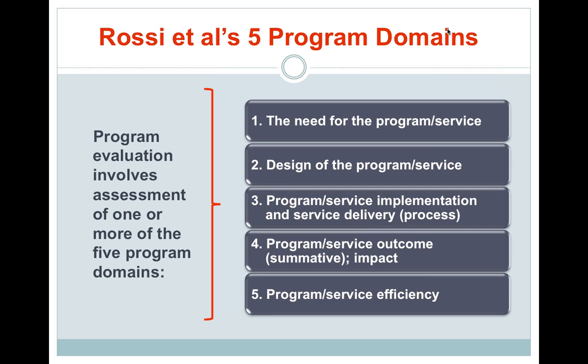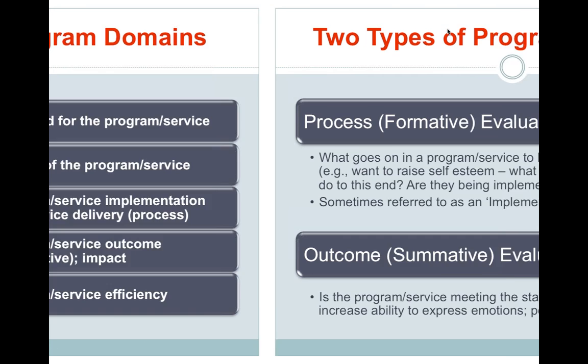The fourth is looking at an outcome evaluation of a program or service. This is often called a summative evaluation. And closely linked to that, but further down the line, is an impact evaluation. And we'll talk about the difference between an outcome and impact evaluation in a moment. And the fifth area is evaluating the efficiency of a program or service.